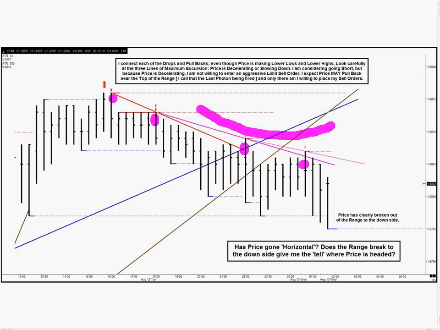I call that the last photon being fired. If you're a Star Trek fan, the four photon torpedoes, and they always think they're out and then Scotty finds one. Oh, I've got another one, Captain. So this is like the last photon torpedo being fired. And I'm not willing to sell down here because there might be another photon torpedo coming to get it up somewhere up in here. And the difference between being short down here and being short up here is price location.